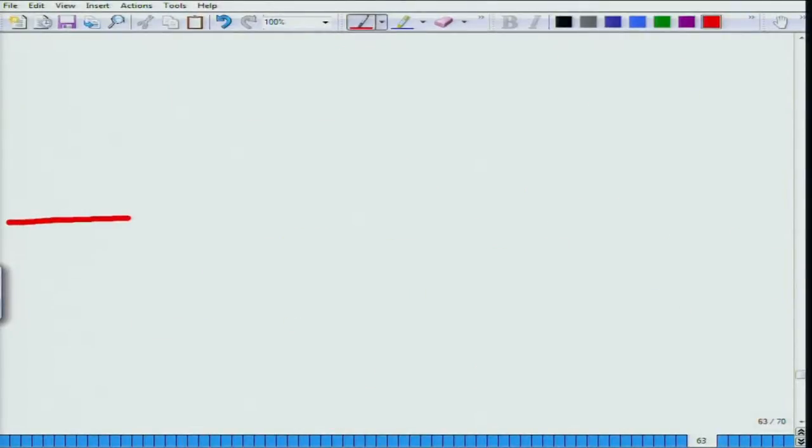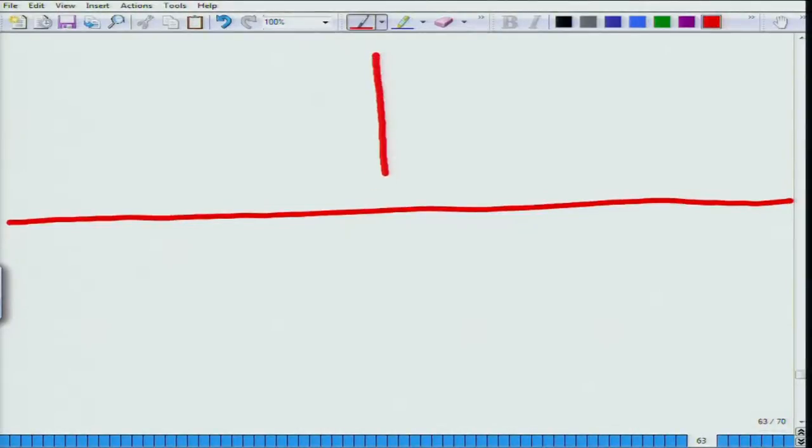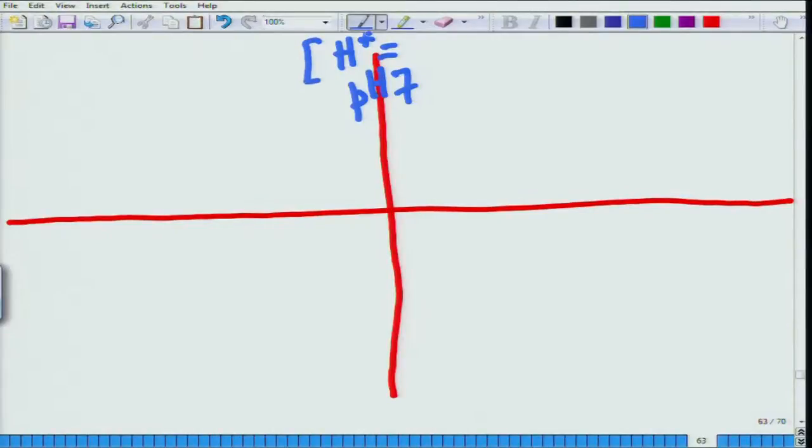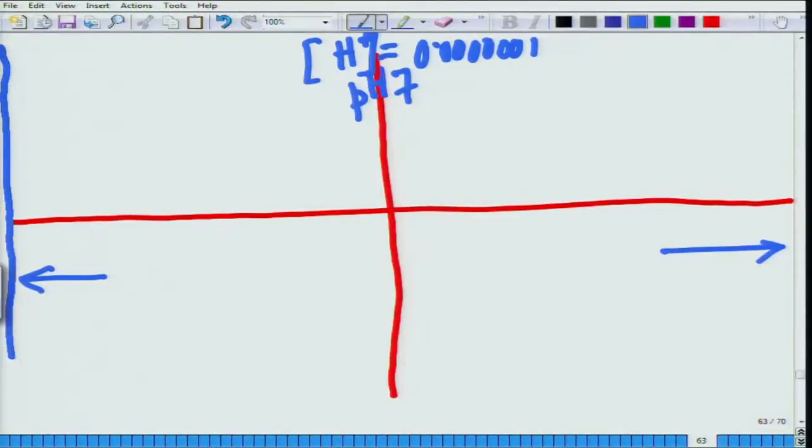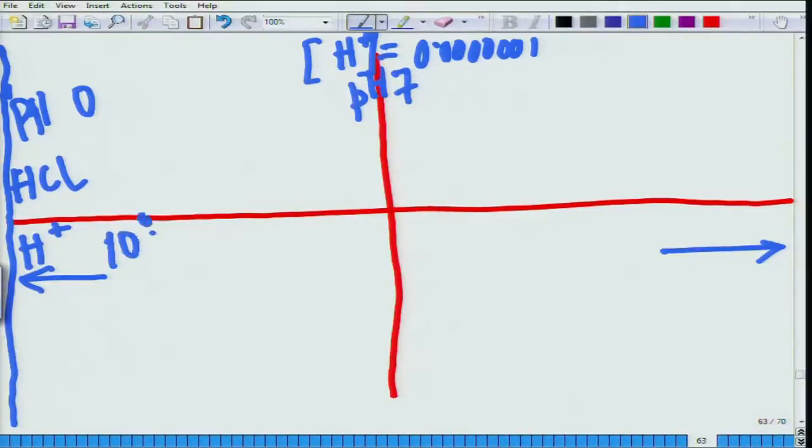Now, let us draw the pH scale, and this is what I call pH 7. So, at pH 7, H plus ion concentration will be equal to 0.00000001. Now, in that scale, let us see who all lies at different zones. So, this is the left side of the scale, and this is the extreme right side of the scale. At the extreme left side of the scale is where lies HCl, which has a pH almost equal to 0, in other words, H plus concentration is 10⁻⁰ moles per liter.